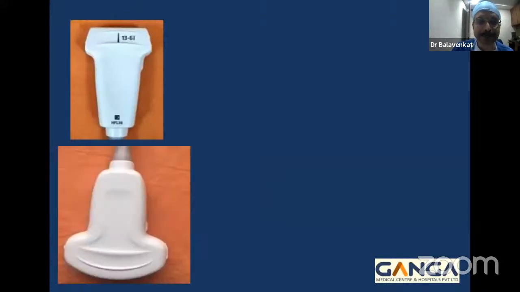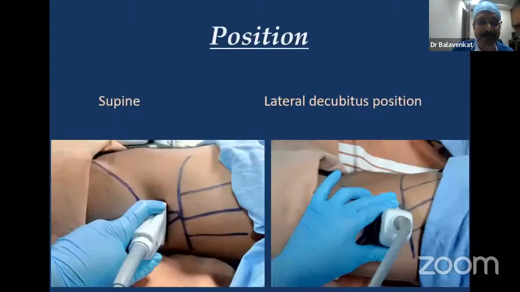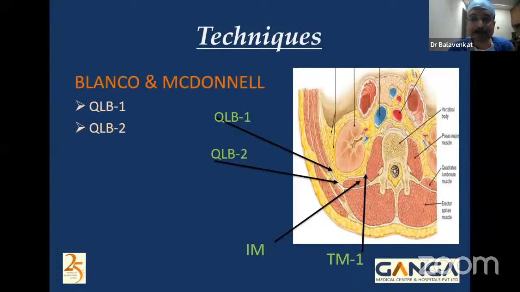So it can be done. If the patient is obese, then you have to go for a curvilinear probe. If the patient is thin, you can do it with just a high frequency linear probe. And the patient can be in supine or in lateral decubitus. If in supine, you need to take the probe. Always, QL blocks can be done easily when the patient is in the lateral decubitus position.